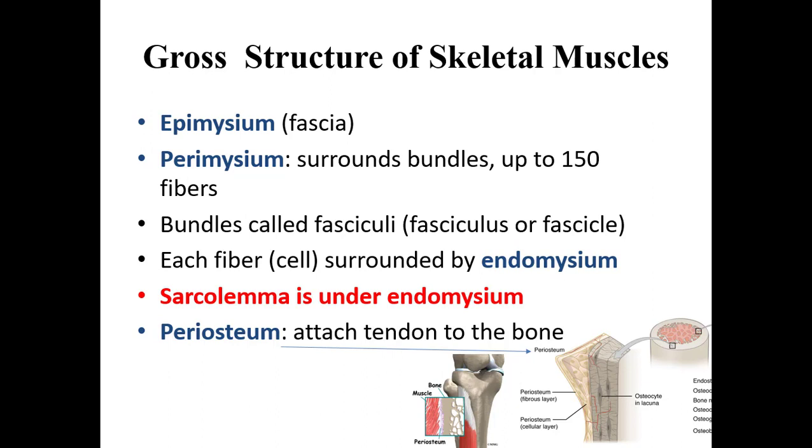Perimysium surrounds a bundle of up to 150 fibers. A bundle is called a fasciculi, a fasciculus, or a fascicle. Each fiber or cell is surrounded by endomysium. Sarcolemma is under the endomysium. The muscle and tendon are attached directly to the periosteum.